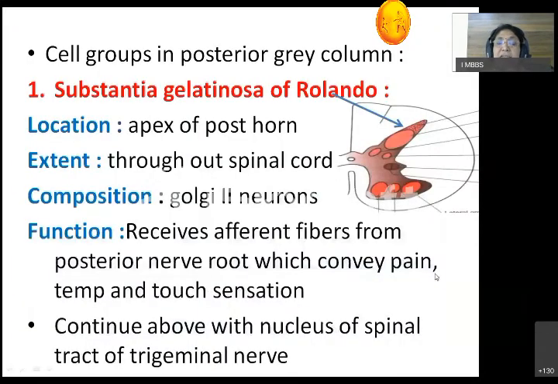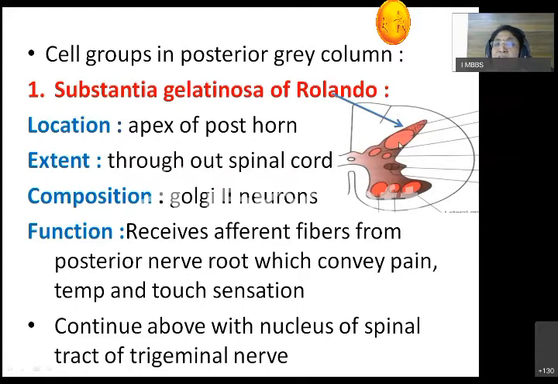Now let us see the cell groups which are present in the posterior horn. As the posterior horn is long and elongated, the groups are present in an elongated manner. So what are the various cell groups or nuclei formed in the posterior horn? There is the substantia gelatinosa of Rolando.